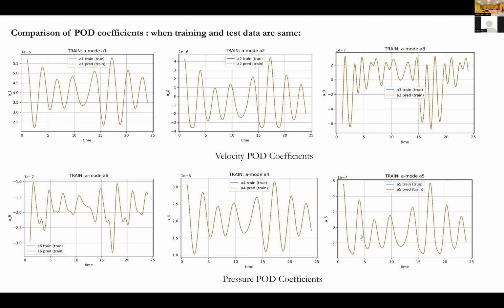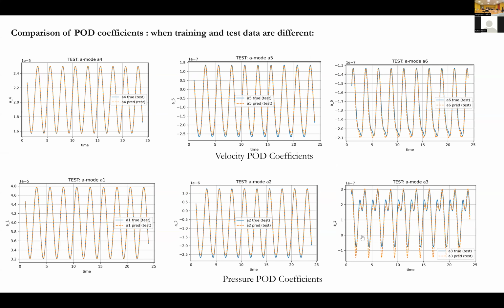And of course, it will always be good if my training and test data are both the same. But the challenge is that if I now give it a new type of signal, which is the sinusoidal signal, as you can see, inference is really good. Except for the last pressure coefficient mode, only at the last few extreme points, the results are not that well matching with the actual CFD-based pressure POD coefficients. However, you can say it's quite a good match.